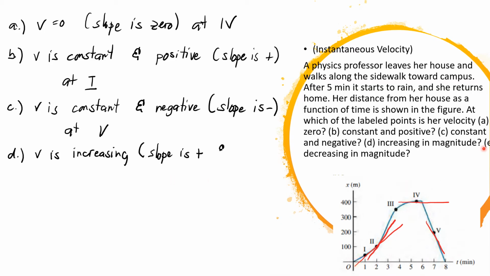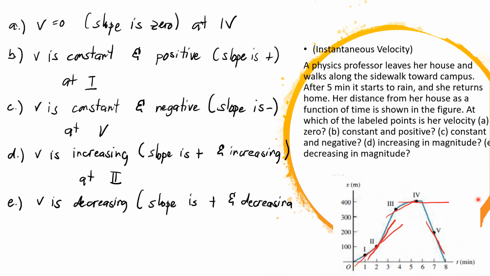And for letter D, where V is increasing, meaning the slope is positive and increasing, this can be found at 0.2. And lastly, for letter E, where V is decreasing, we need to find the slope is positive and decreasing as well. So this can be found at 0.3.